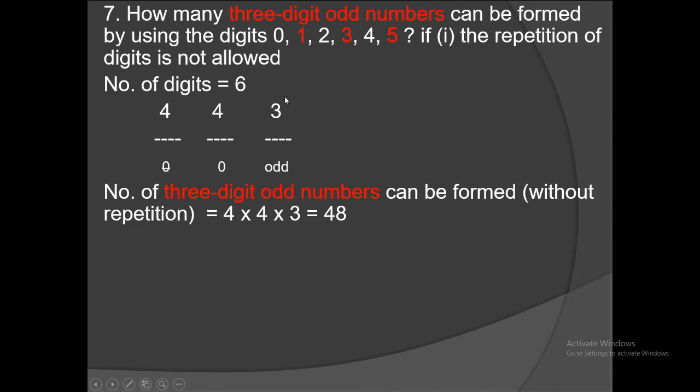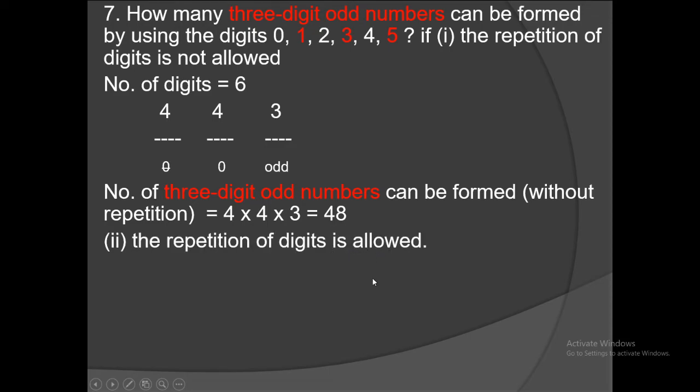I'll say once again. Here an odd number is placed, that is 1, 3 or 5. So 1 number is placed here. So how many numbers remain? 4 numbers can be put here, leaving 0. Now in this place you can include the 0. So the remaining 3 including 0 again makes 4. So 4 into 4 into 3 is 48.